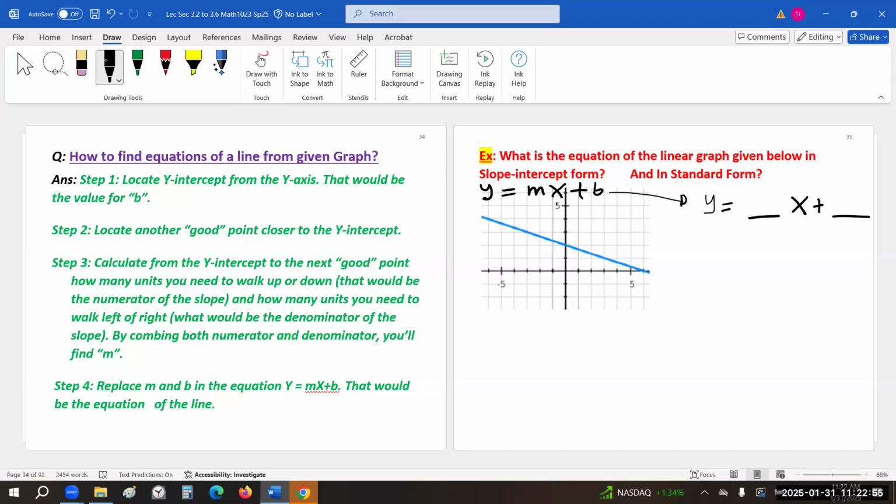Now, which one is easier to find, the slope or y-intercept? Y-intercept. How much is the y-intercept? Good. So we found one of them. And now how can you find the slope?